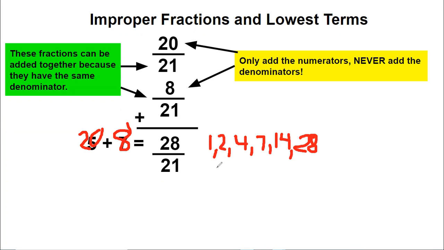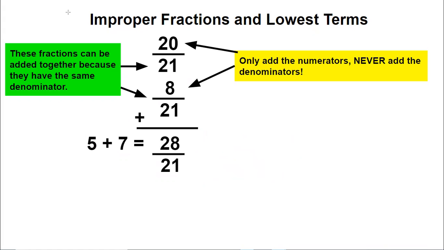What about the factors of 21? Well, we have 1 and 21, and we have 3 times 7 is 21. So now we want to figure out which ones are common. So we have a 1 and a 7. Which one's the greatest, 1 or 7? 7, exactly. So we're going to divide the top and the bottom by 7.